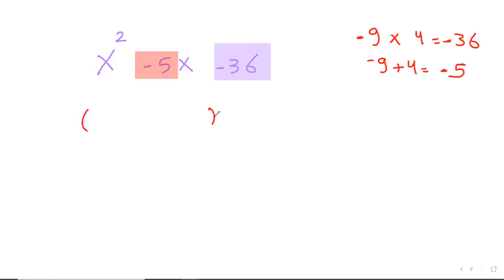So we are going to factorize it as x and x here. Negative 36, two numbers, their product negative 36, and their sum is negative 5. They are negative 9 and 4. When multiplying negative 9 by 4 it is negative 36, and negative 9 plus 4 is negative 5.